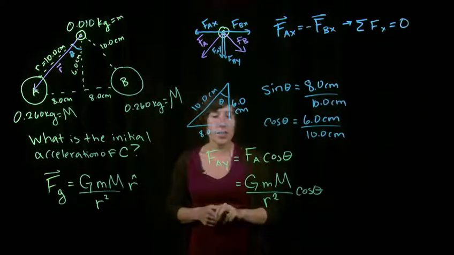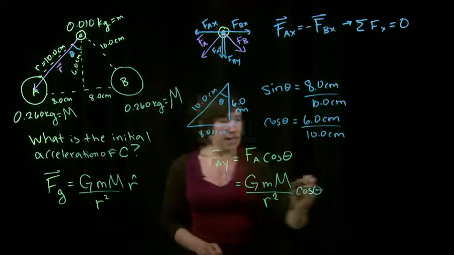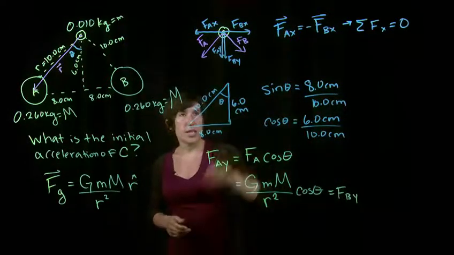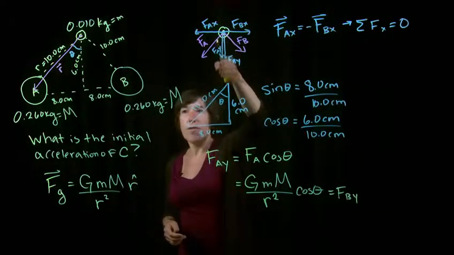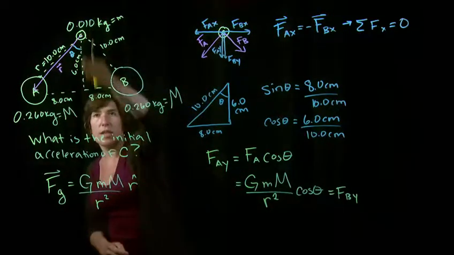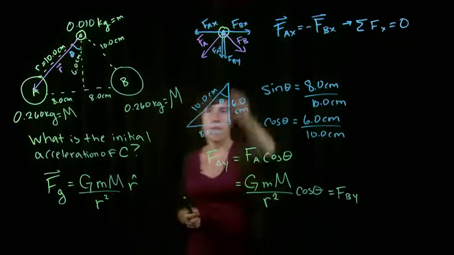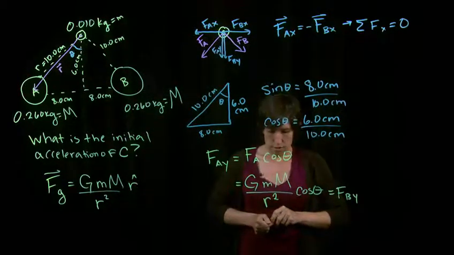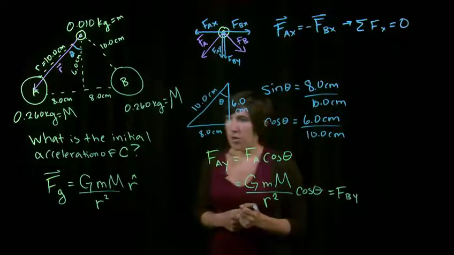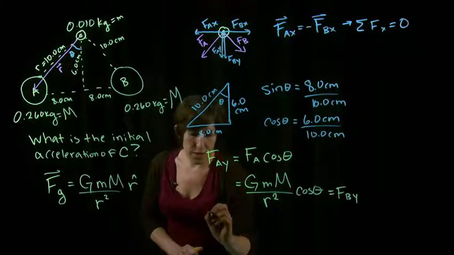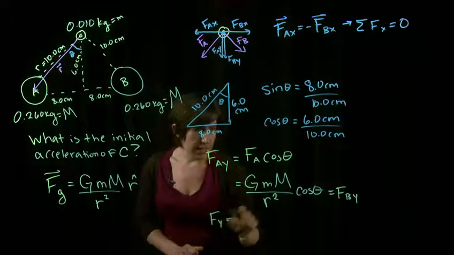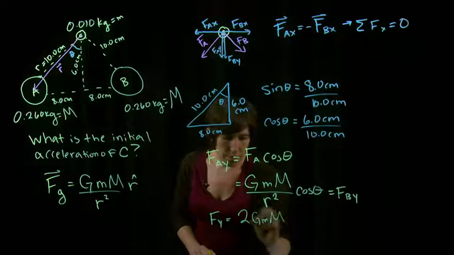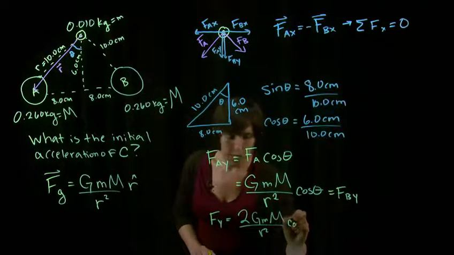And then again, because of the symmetry of the problem, this is equal to F_BY, which is to say that the force due to B is along the same direction, with the same magnitude as the force due to A. All right, so the total force in the y direction, F_y, is equal to the sum of these terms, 2GmM over r squared cosine theta.